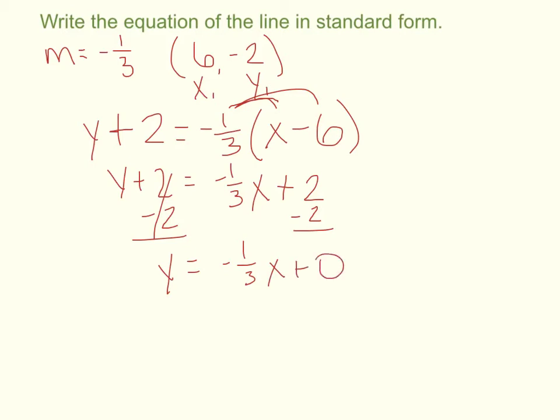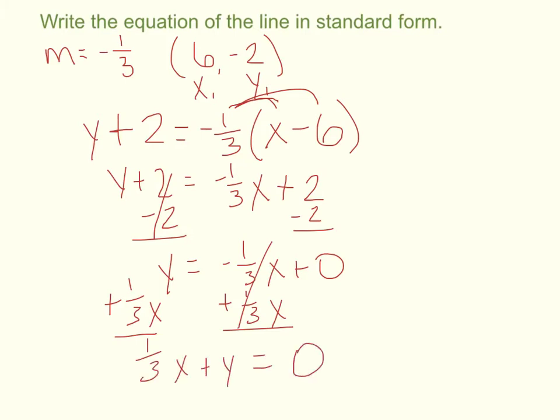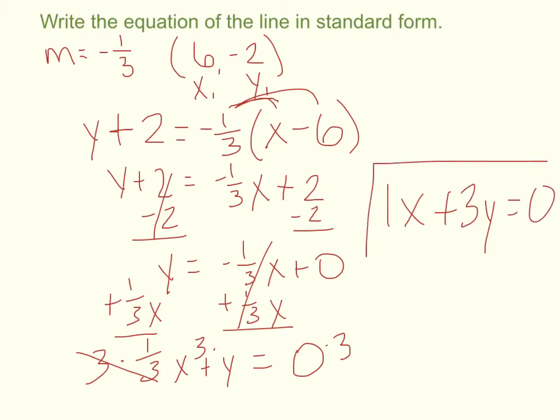Okay, and then this is minus 1 over 3, so we're going to add that to the other side to get x and y on the same side. So we get 1 over 3x plus y equals 0. Now we're not done because there's a fraction, so I need to times every single thing by 3. So these cancel and you're left with 1x plus 3 times y is 3y, and 0 times 3 is 0. So your standard form is 1x plus 3y equals 0.